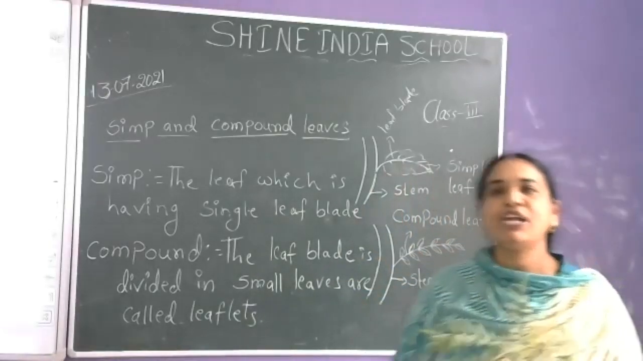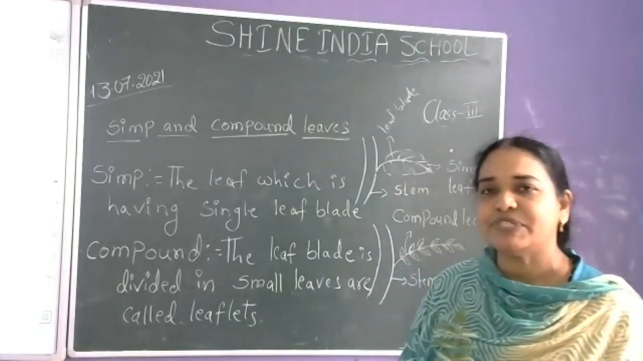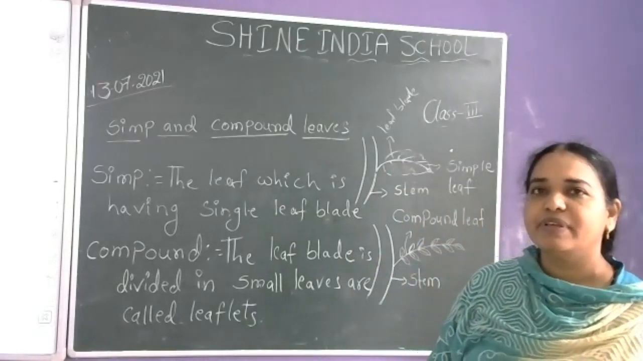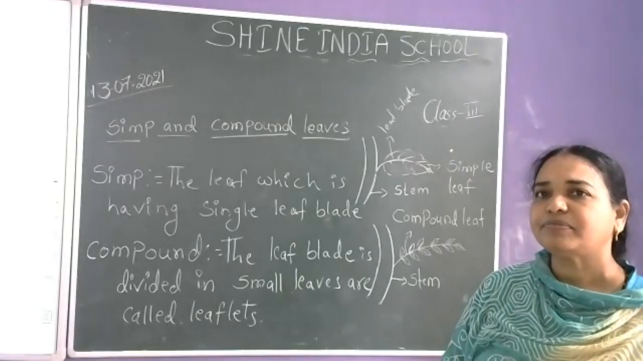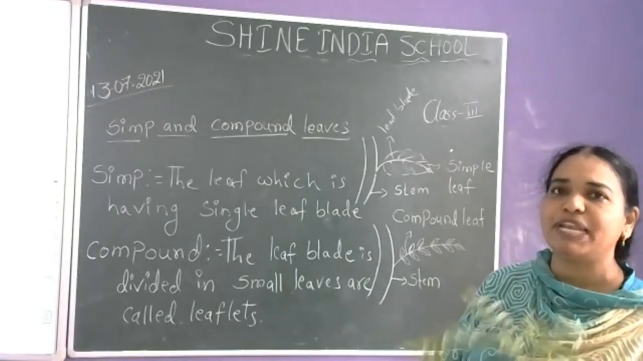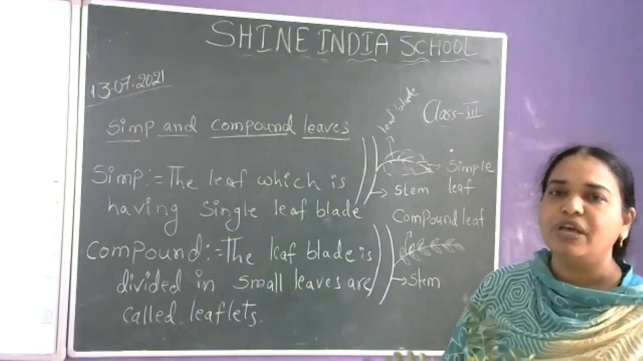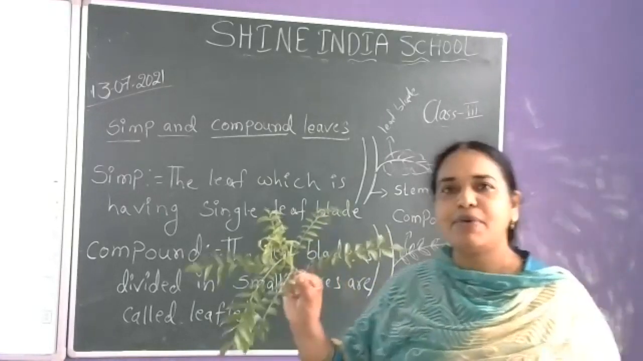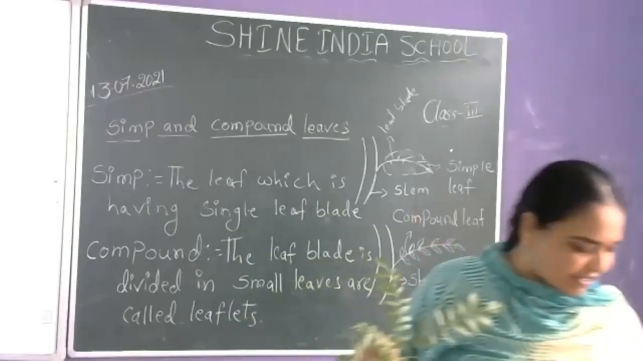So are you getting it? What is a clump of leaves and what are simple leaves? Are you getting it better, children? What is a simple leaf and what is a compound leaf? Have you got an idea about simple and compound leaves?